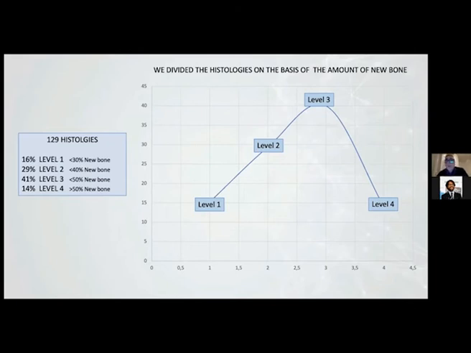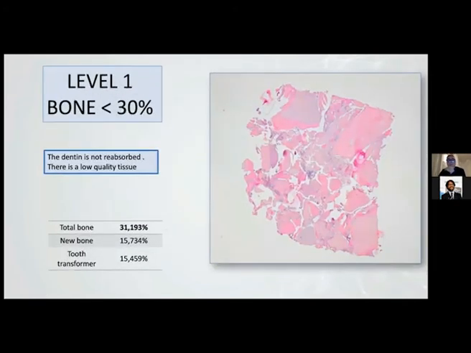So at level 3, we have 41% of the cases. What does level 3 mean? Every level is connected to the quantity of new bone. Level 1 was with less than 30%, level 2 less than 40%, level 3 less than 50%, and level 4 is 50% or more. So we can observe some examples.